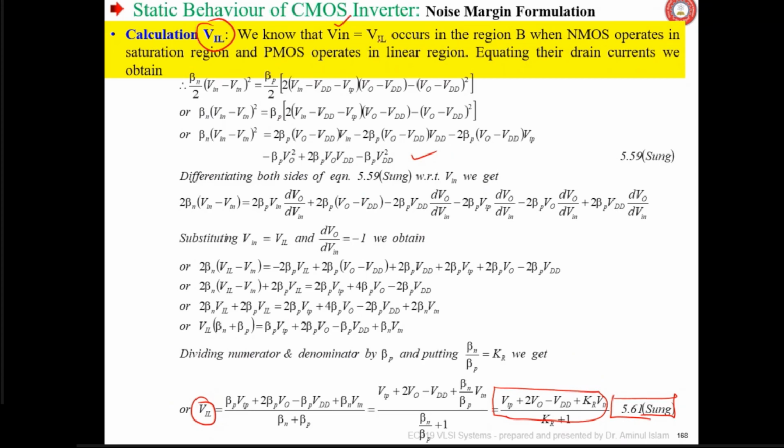We know that V in equals to VIL occurs in the region B when NMOS operates in saturation region and PMOS operates in linear region. Equating their currents, because currents flowing through the NMOS and PMOS is going to be same. So equating these current equations. This is for N MOSFET. Obviously, it is saturation region equation.